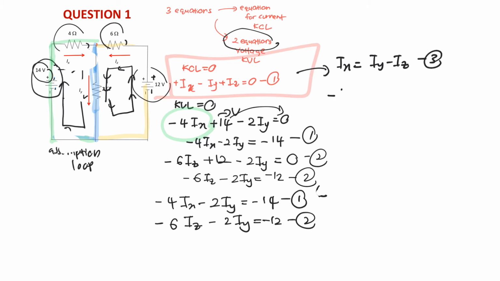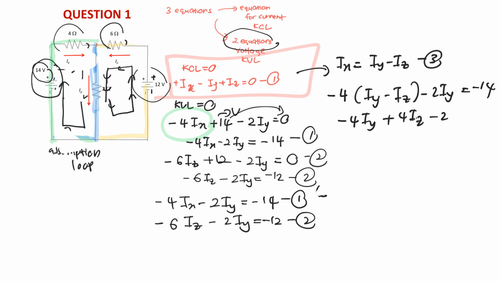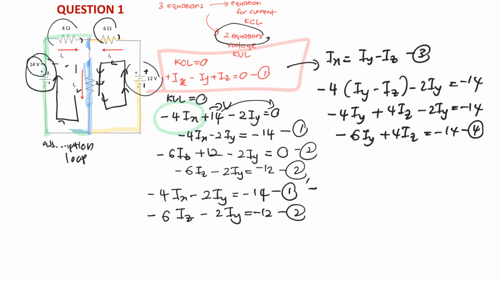So negative 4iy minus iz minus 2iy equals negative 14. Therefore, negative 4iy plus 4iz minus 2iy equals negative 14. So what happened here, simplify it, then you are going to get negative 6iy plus 4iz equals negative 14. So this fourth one is going to be your new equation, which you are going to use to solve using the simultaneous equation.